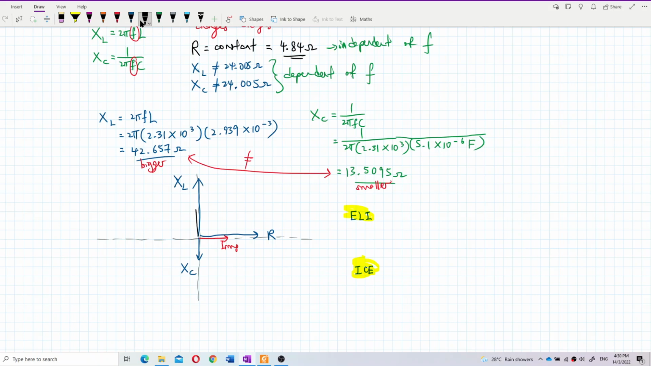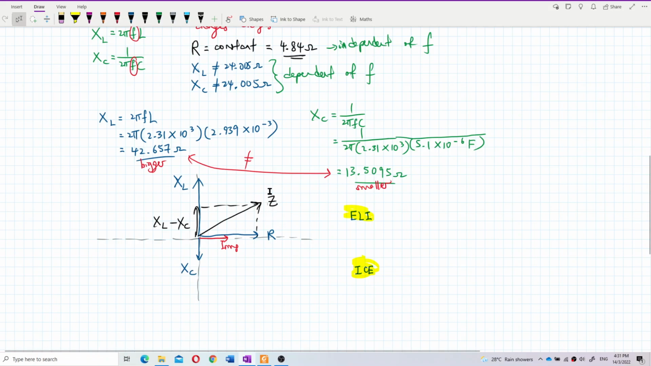Because XL and XC cancel, as they are in antiphase, the Z will be at the top. Why is Z at the top? Because XL is longer, so XL minus XC, we still have the remaining, not cancelled, at the top. That's why Z is at the top. If XC is longer, then Z is at the bottom.